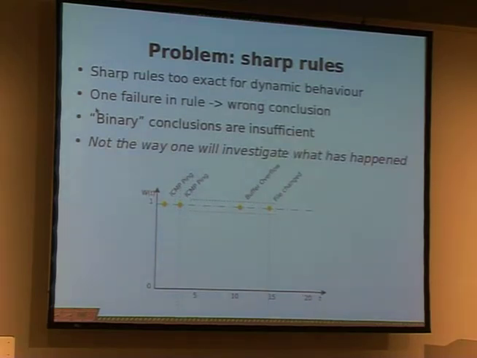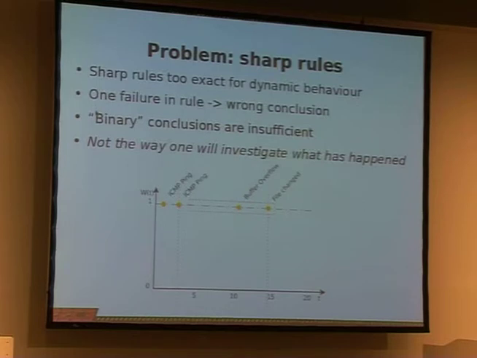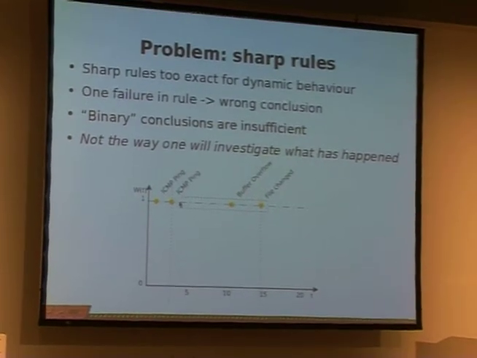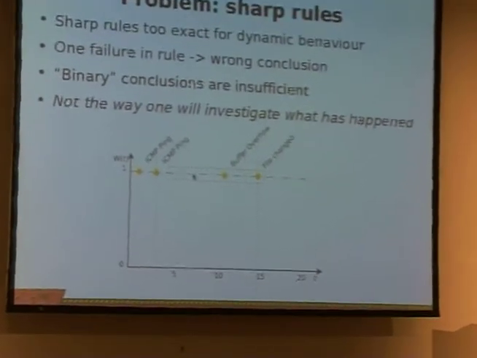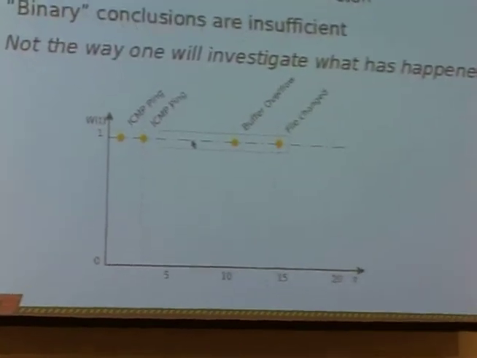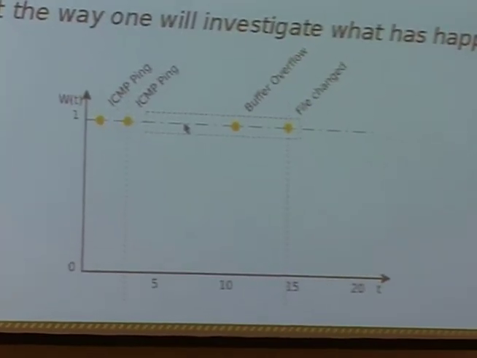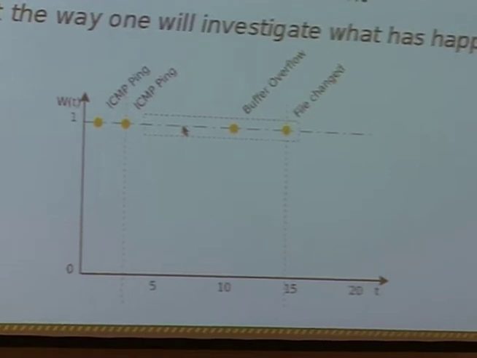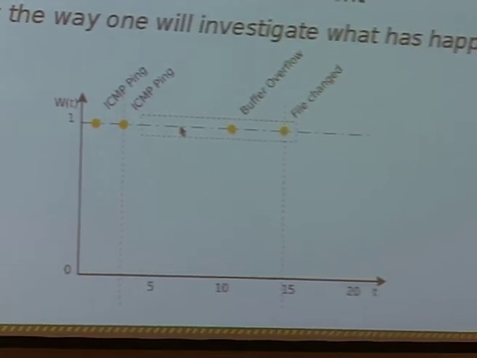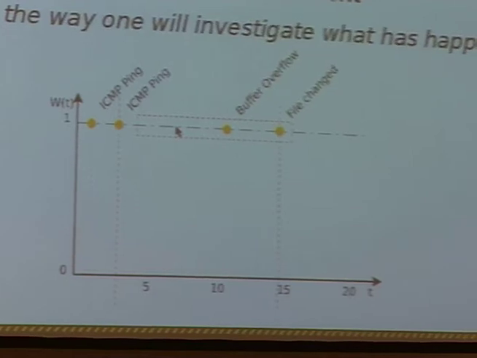The problem with those sharp rules is that they might be too exact for the dynamic behavior of the attacks as you find them. In this example, we try to visualize that the ICMP ping is a bit too early because of some latency. If a worm spreads, your network hardware gets a bit overloaded, so it might take some time till you get an answer. So in that case, you would come to a wrong conclusion.